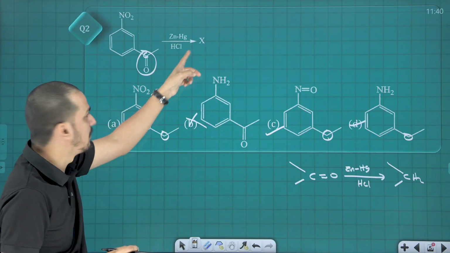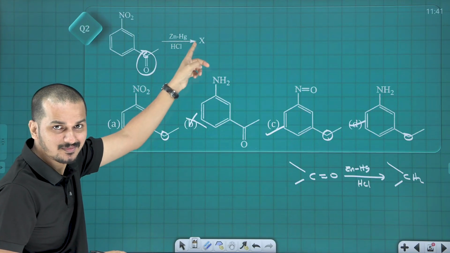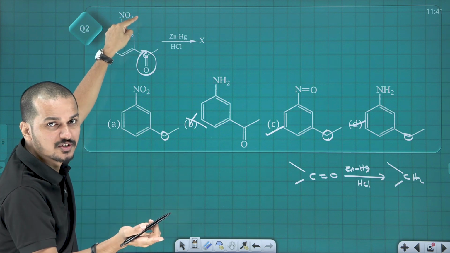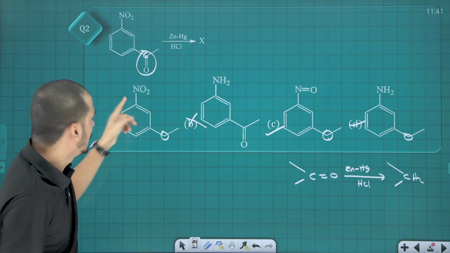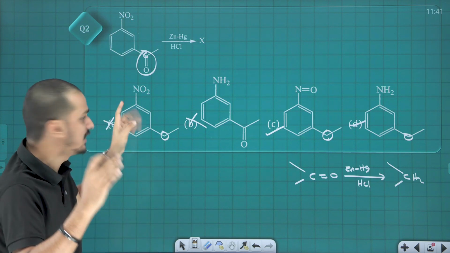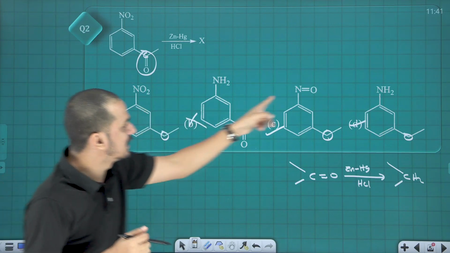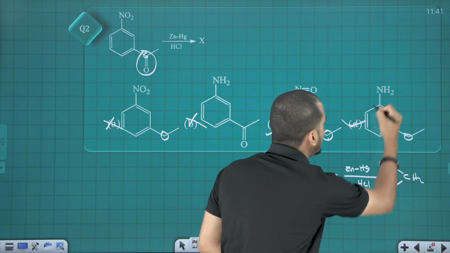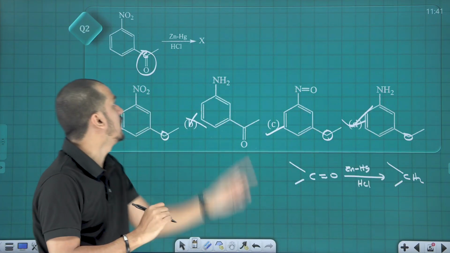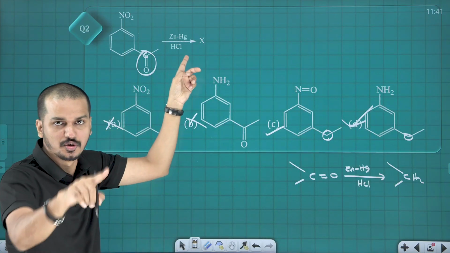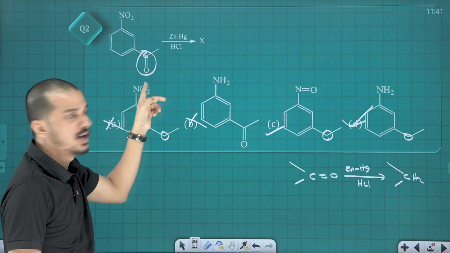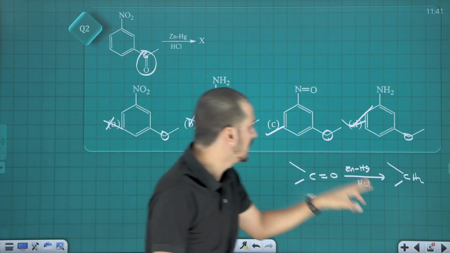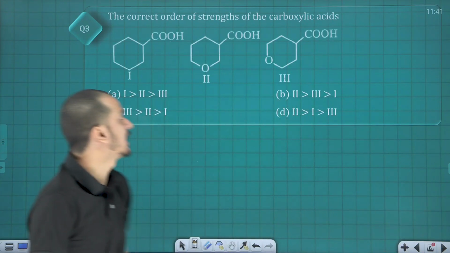Again, you must remember here hydrogen they are donating. That hydrogen can reduce this NO2 group also. If the NO2 group is reduced, it will become NH2. So this is not the answer. NO2 is not reducing here; here it is only NO2, not NH2. So option D is the correct answer. You have to remember this zinc amalgam HCl can reduce both C double bond O as well as NO2 group. Got it? So option D is the correct answer. We can move to the next question.